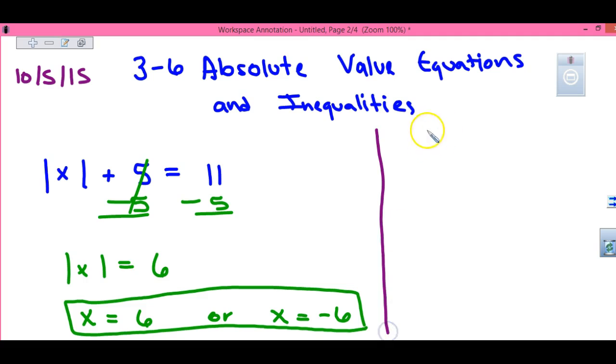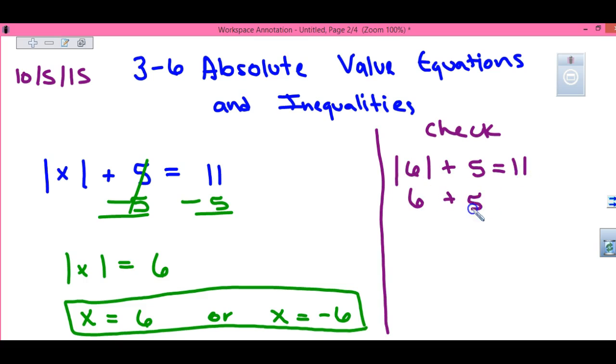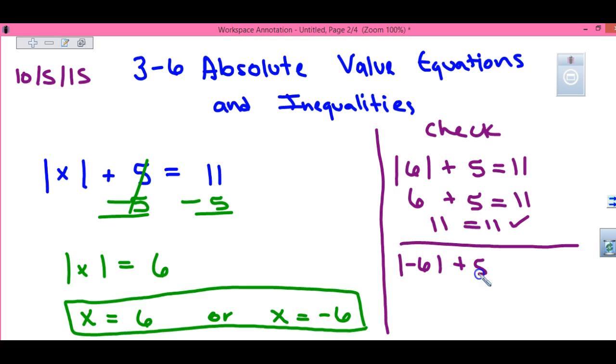So let's check our answer, to see why 6 or negative 6 can be the answer. If we check with the 6, the absolute value of 6 plus 5 should equal 11. 6 plus 5 is equal to 11, and that is true. If we check with negative 6, the absolute value of negative 6 plus 5 should equal 11. The absolute value of negative 6 also equals a positive 6. 11 equals 11. So it's always going to be both negative and positive when we have the variable by itself inside the absolute value.